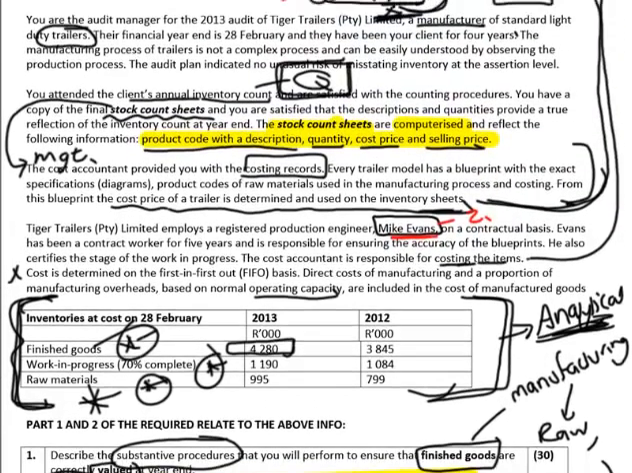Okay, so let's go back up to the top here where we talk about Mike. It says here, Tiger Trailer Limited employs a registered production engineer, Mike Evans. The fact that he is a registered production engineer already gives us information that perhaps he is a member of a registered body. Right? He's obviously a professional. You're not going to be registered with someone if you're not a professional. And he's on a contractual basis. So by being on a contractual basis means that he's not a full-time employee of Tiger Trailers.